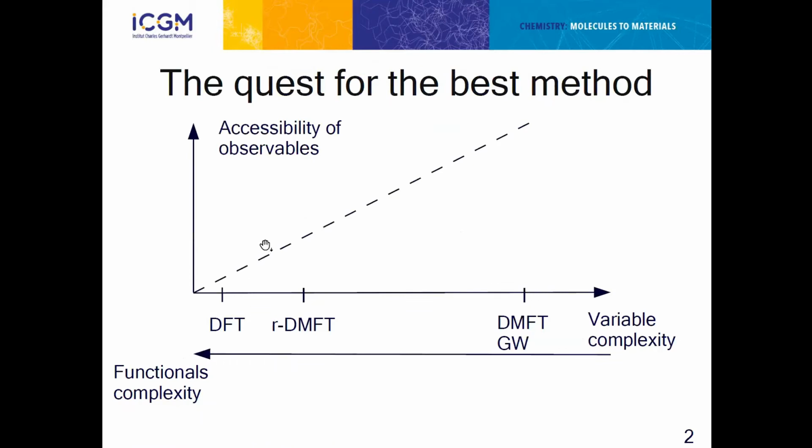As was well explained yesterday by Lucia, we have a competition between the complexity of the variables and the complexity of the functional. For the density functional theory formalism, for example, where the fundamental variable is the density, you can obtain the correlation energy as a functional of the density. However, even if the numerical cost is quite cheap, you cannot access lots of observables. A natural extension of the density as a variable is the reduced density matrix.